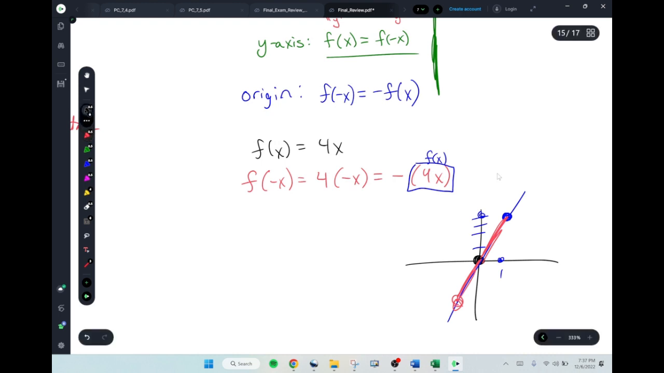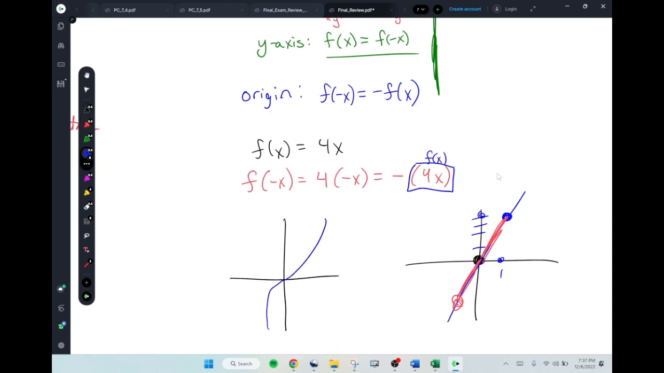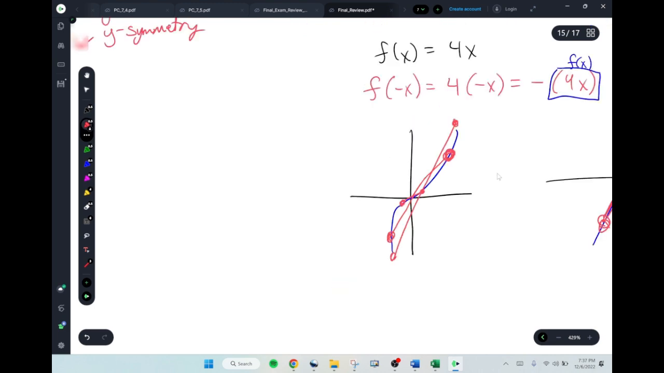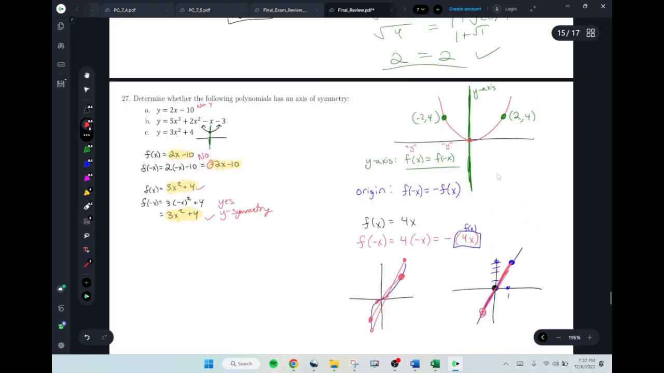Another thing symmetric across the origin would be the cubic function. Think about that normal cubic function. Pick any point, even if it's weird. Go all the way to the origin. And guess what happens if you go the same distance? You end up back on the line. Even if you go super close, it happens right there. Super far, it happens right there. Doesn't matter. That's origin symmetry.